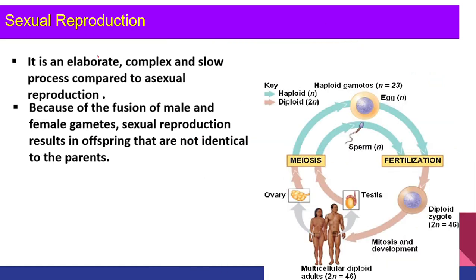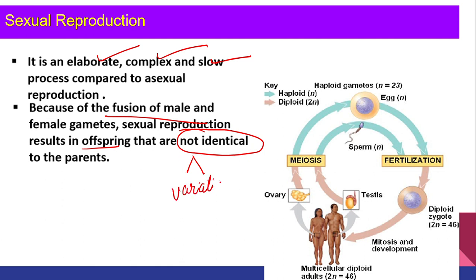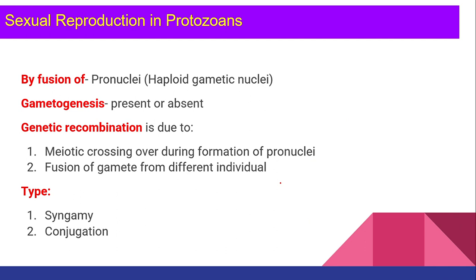Now it is an elaborate process. We have already discussed this class. Elaborate है, complex है, slow है. Because of fusion of male and female gametes, sexual reproduction जो offspring होता है, it is not identical. Why it is not identical? Because we are taking two different gametes. Male का gamete अलग है, female का gamete अलग है. So due to that, what will happen? Variation will occur, right? Identical it will be formed in the asexual reproduction, which we call as clone. But yeah, sexual में you will be having variation.